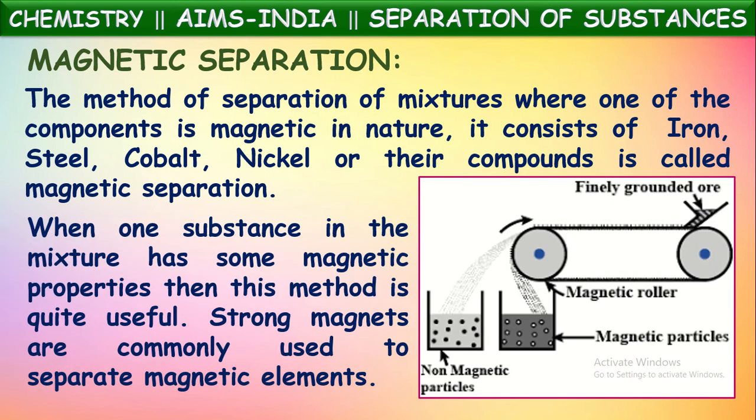When one substance in the mixture has some magnetic properties, then this method is useful. Strong magnets are commonly used to separate these magnetic elements. As I told, if one component is magnetic and the other is non-magnetic, then we can separate the mixture by using some strong magnets.